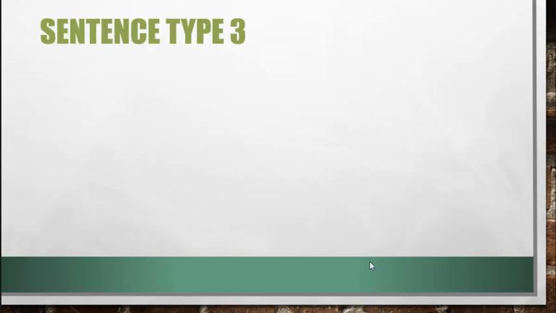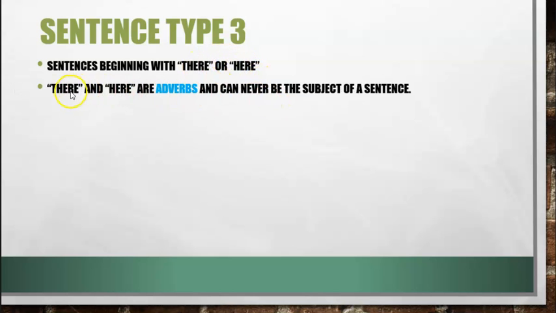The third sentence type that we're going to look at are sentences that begin with the words there or here. There and here are adverbs. They're not nouns. They're not things or places. I know it feels like they're places, but they're really adverbs. And because they're not nouns, they can never be the subject of your sentence.